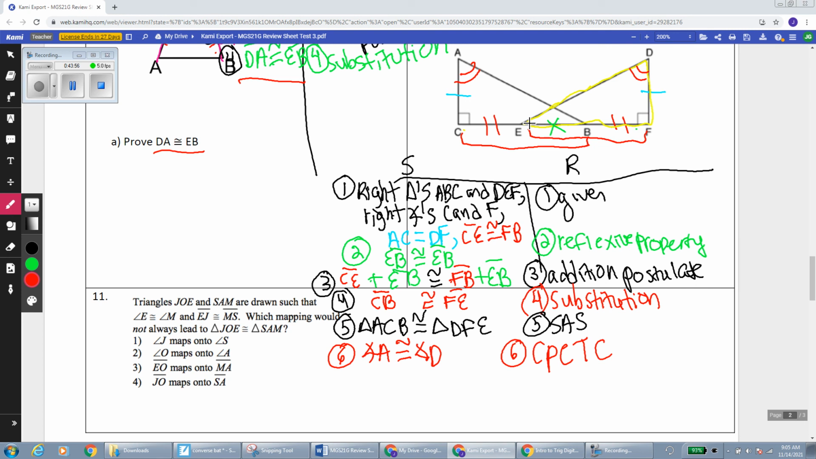So I know that in order to use CPCTC to prove that, I have to first prove the triangles congruent. Remember, first prove the triangles congruent, then use CPCTC to make a statement about the sides or the angles. You cannot use CPCTC before you first prove the triangles congruent.